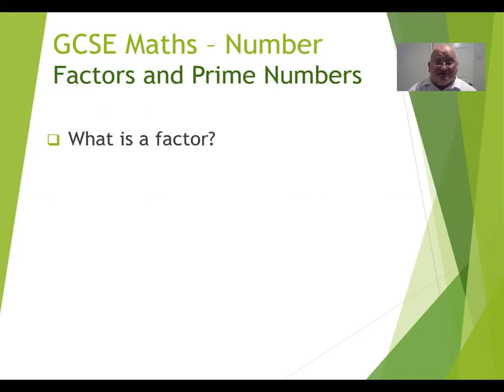15, 3 is a factor. 20, 4 and 5 are factors. So that's what a factor is. And again, spotting factors is much easier when you know your tables.